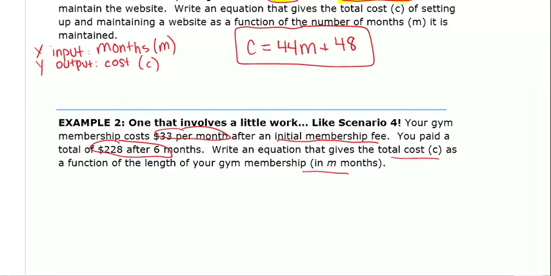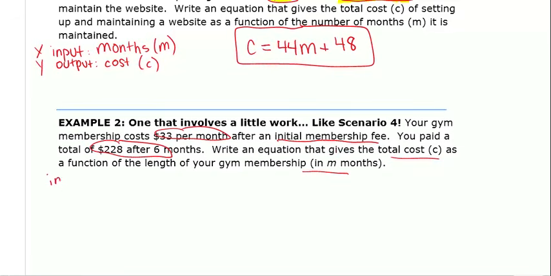So we know the rate of change, we know the slope. However, it doesn't tell us what the initial membership fee is. It tells us there is one, but it doesn't give it to us. So this is one where we know the slope, but we don't know that b. So we're going to have to find a way to figure it out.